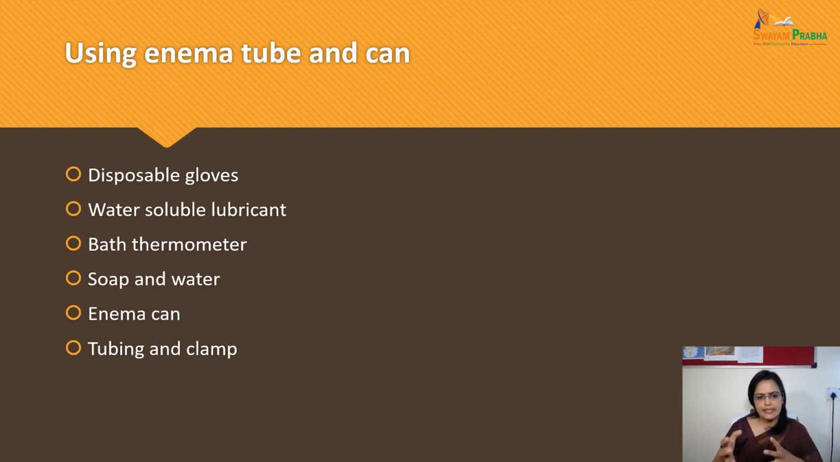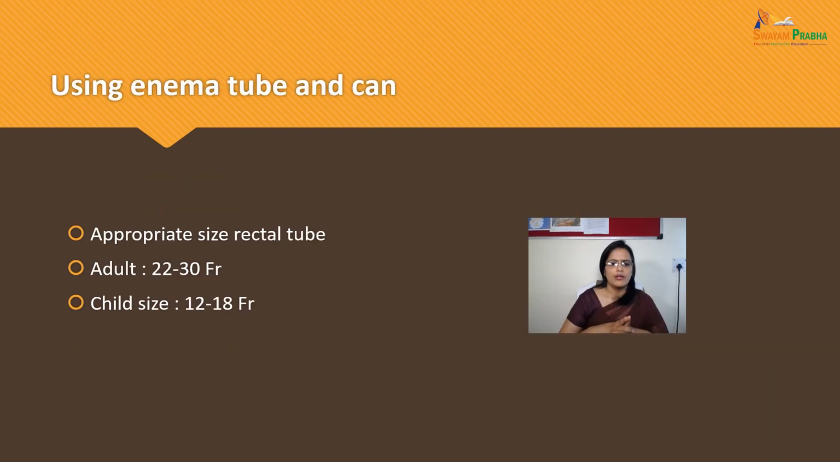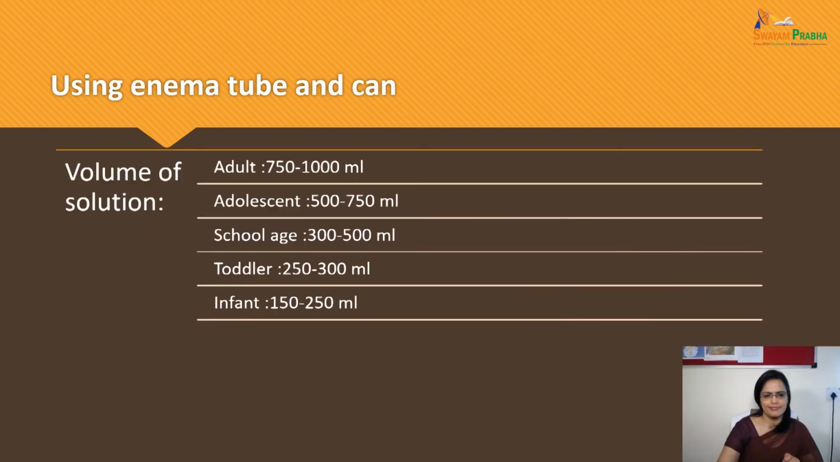So a tray containing disposable gloves, water-soluble lubricant, bath thermometer, soap and water, toilet tissues, enema can, tubing and clamps. So these are the requirements for the can and tube method, of appropriate size as per the age group of the patient. Okay, so this is the preparation before this enema tube and can method.